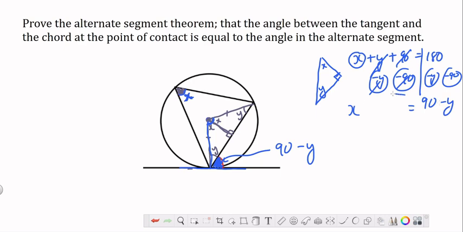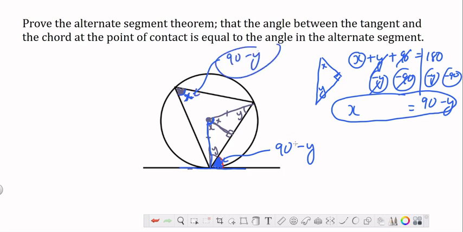So x is equal to 90 minus y. This x over here is equal to 90 minus y. That thing is the same as this. So what I've just done is I've proved the alternate segment theorem to say that this angle is the same as this angle.